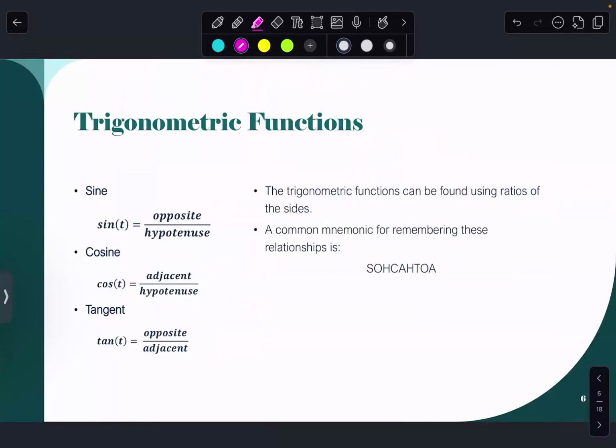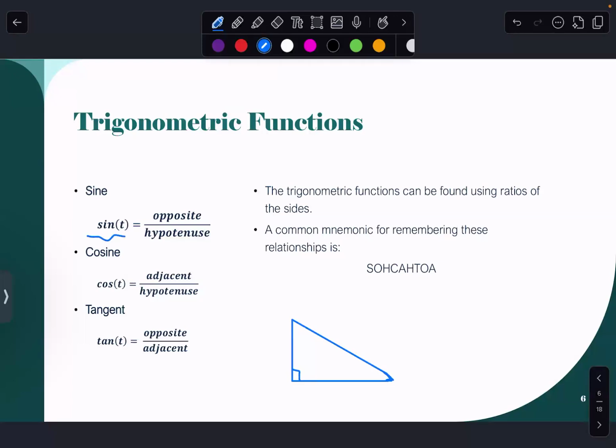Now we'll jump right into it. How do we find trigonometric functions on a right triangle? Well, the trigonometric functions can be found using ratios of the sides. So just like we had that triangle just a while ago, you guys know that we had different labels for each of those sides. And now what we'll do is just use the ratios and assign them a trig function.